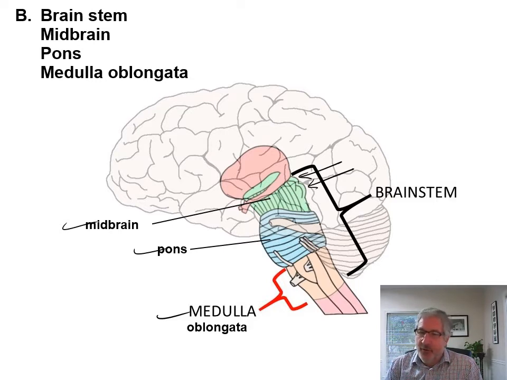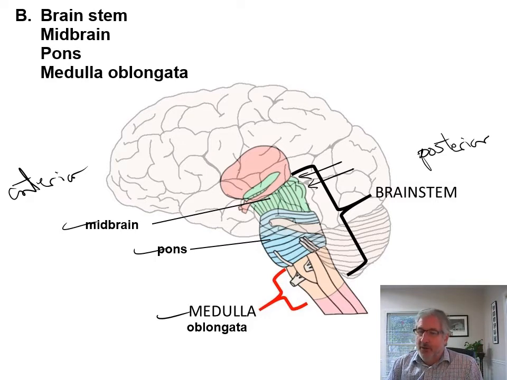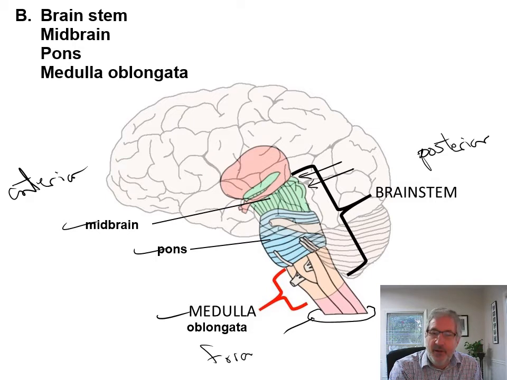The pons is kind of a bulge on the anterior side. So this is anterior, just to remind you, and posterior. Okay, and then going down is the medulla oblongata, and what happens here is the foramen magnum.